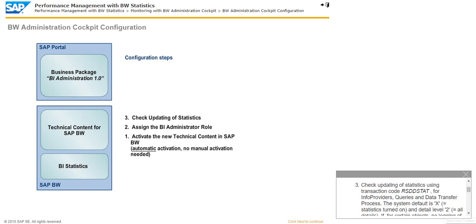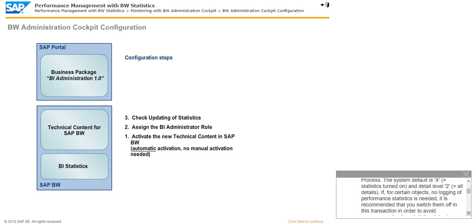Check updating of statistics using transaction code RSDDSTAT for info providers, queries, and data transfer process. The system default is X, which is equal to statistics turned on, and detail level 2, which is equal to all details. If, for certain objects, no logging of performance statistics is needed, it is recommended that you switch them off in this transaction in order to avoid unnecessary load on statistics data storage and analysis.